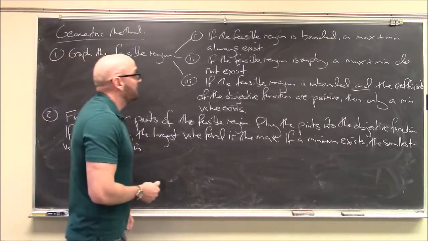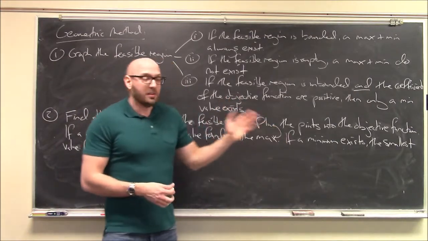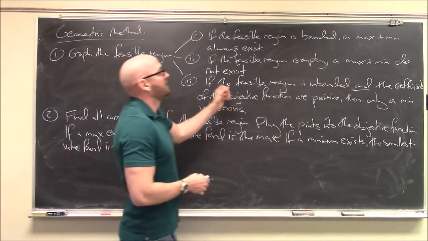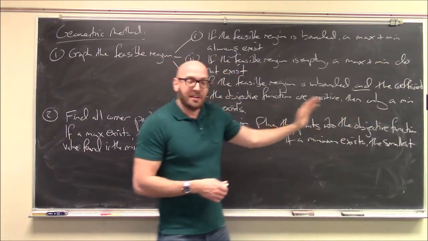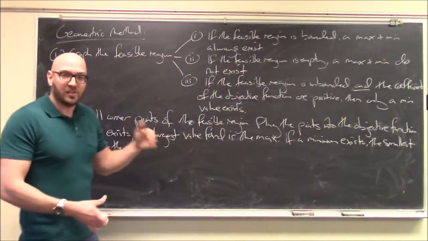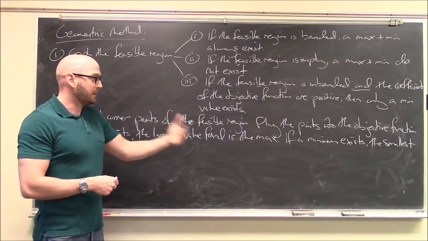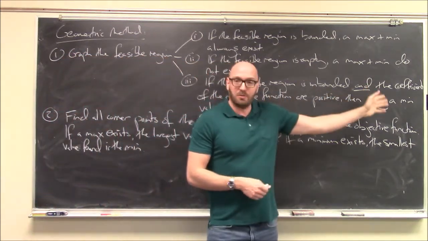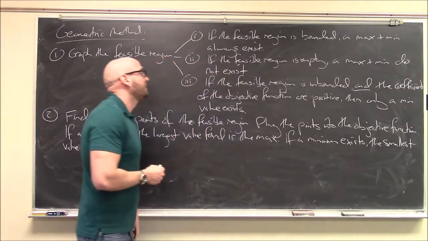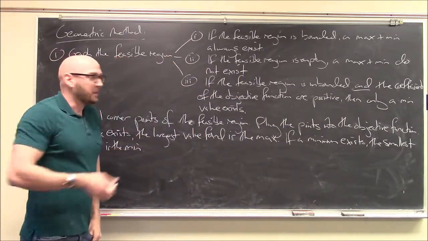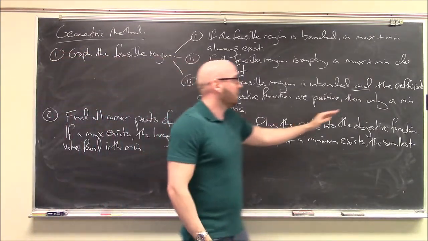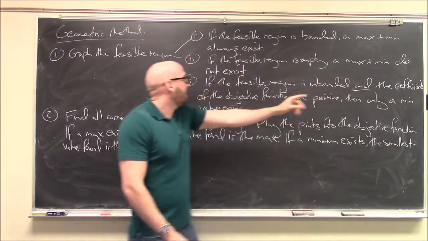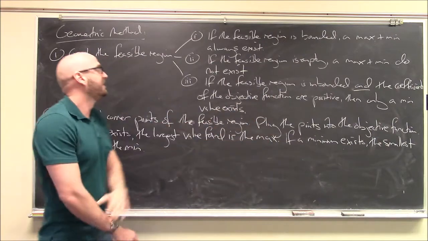And the third case is if the feasible region is unbounded, so this could happen, and the coefficients of the objective function are positive, then only a minimum value exists. You can say a maximum doesn't exist, and you can proceed and find the minimum value. If you're in a situation where the feasible region was unbounded and one of the coefficients were negative, then neither would exist, right? Because a minimum exists only if you're unbounded and the coefficients are positive.